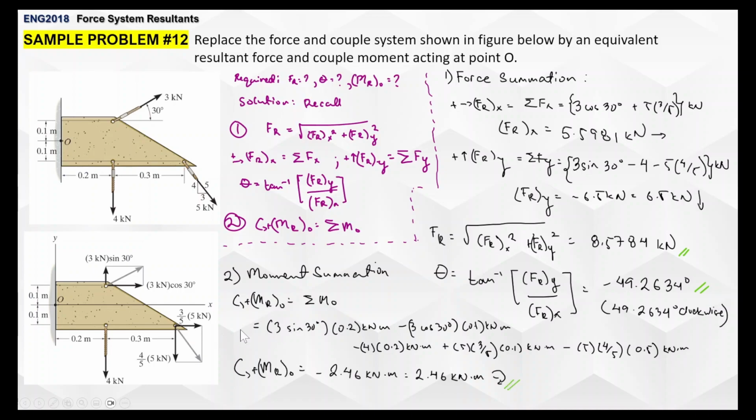We have our resultant moment equal to negative 2.46 kilonewton meter, or 2.46 kilonewton meter with the clockwise symbol.